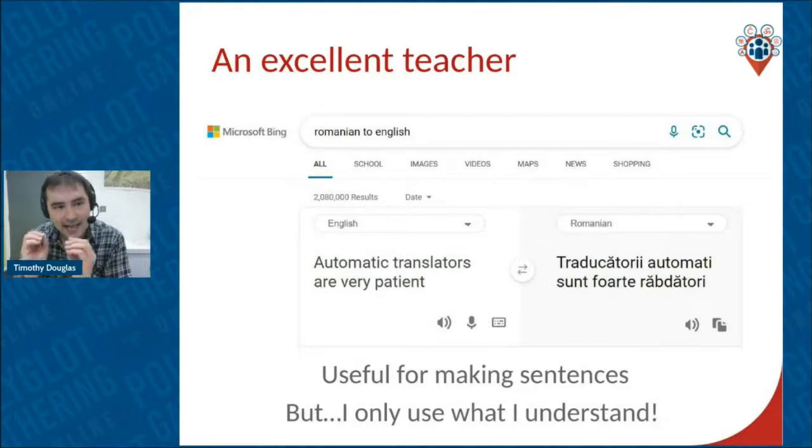I think it's unfortunate that automatic translators are often marketed as tools so that you don't have to think about what you put in and you get something out, or they're thought of as being substitutes for language learning. But I think they should be used as aids to language learning.